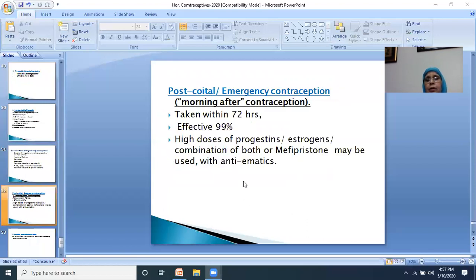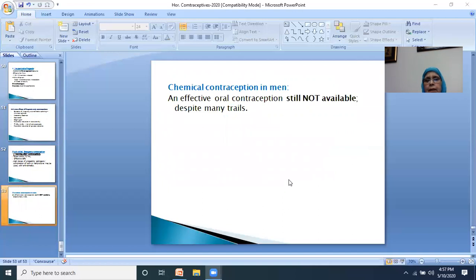And postcoital or emergency contraception, morning-after contraception, taken within 72 hours of an unprotected intercourse, is 99% effective. High doses of progestin or estrogens or a combination of both, or mifepristone may be used, but they must be combined with antiemetics because high doses can produce severe vomiting. Then chemical contraception in men: an effective oral contraception is still not available despite many trials.